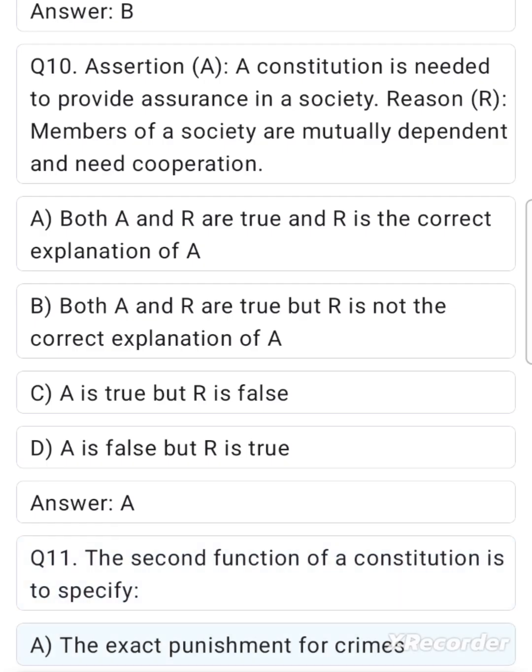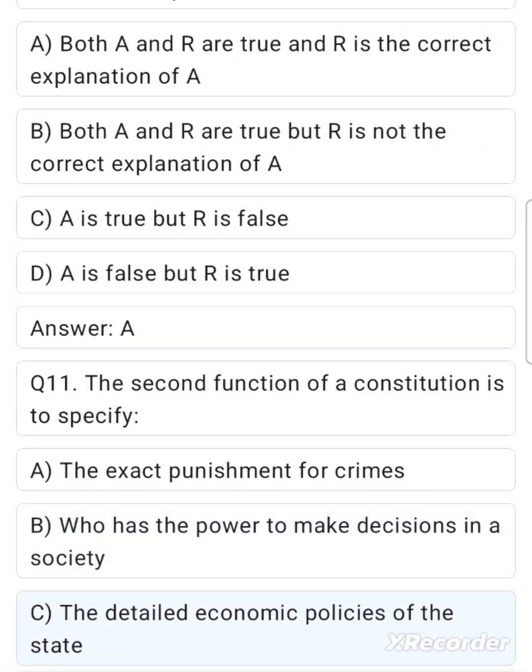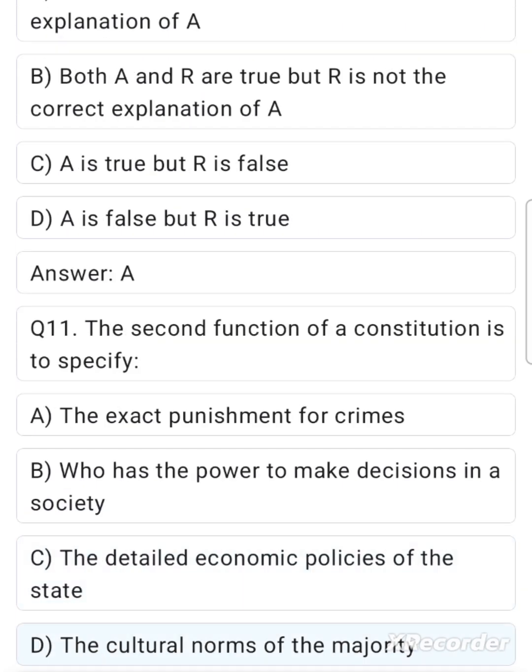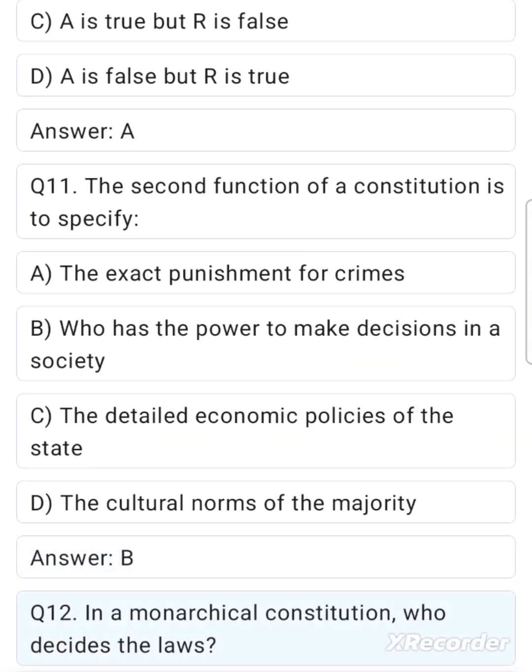Q11. The second function of a constitution is to specify A. The exact punishment for crimes. B. Who has the power to make decisions in a society. C. The detailed economic policies of the state. D. The cultural norms of the majority. Answer. B.